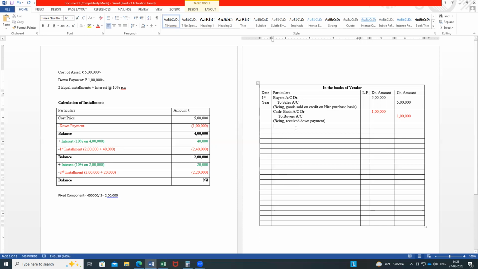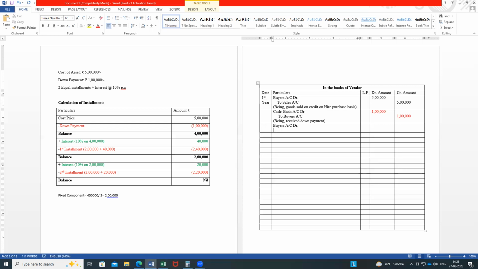Being a vendor, I have charged interest to the buyer. So I will not say I have received the interest, but interest is my income. And this interest is with whom? It is with the buyer. So entry would be like this. Buyer's account debit to interest account. Why is interest at the credit side?